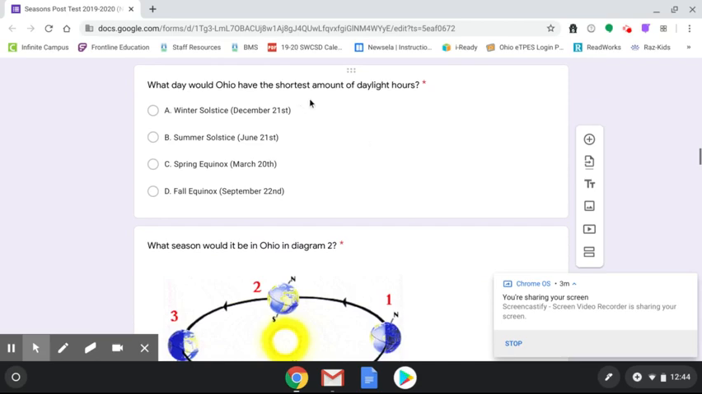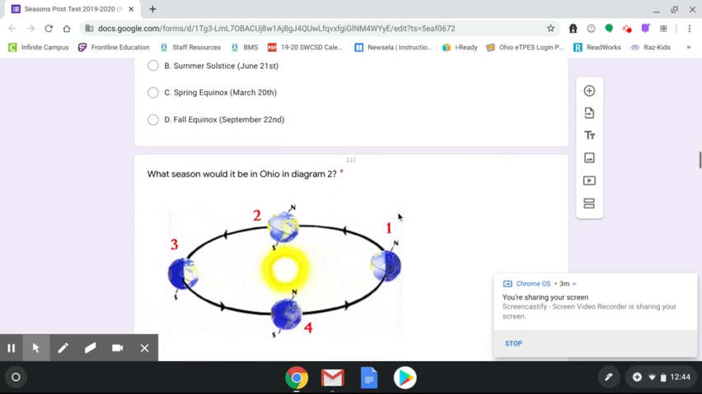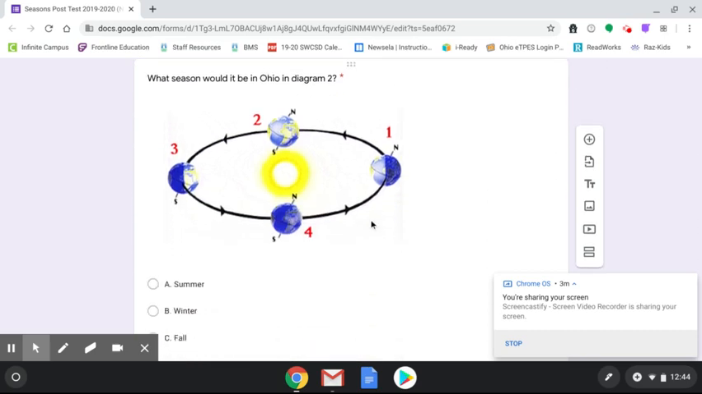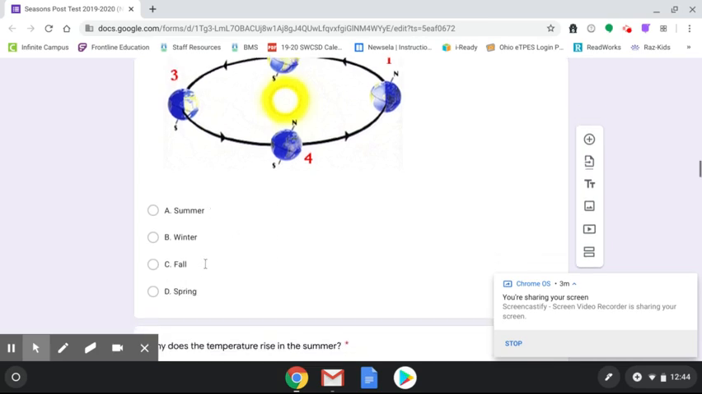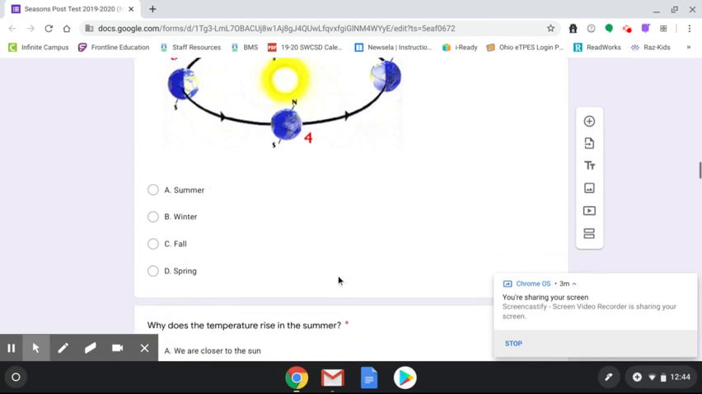What day would Ohio have the shortest amount of daylight hours? Winter solstice, which is December 21st, summer solstice, June 21st, spring equinox, March 20th, or fall equinox, September 22nd. Which season would it be in Ohio in diagram 2? So in this one right here, what season is it in Ohio? Is it summer, winter, fall, or spring?